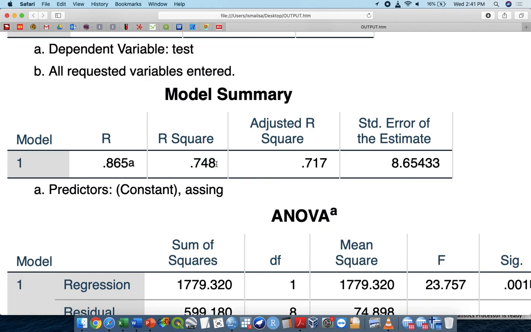0.748. What do you want to derive from this information? You are going to extrapolate it according to the percentage value. So this one, you times by 100. You times by 100 means you move the decimal point, and you get 74.8. 74.8% based on the assignment score, we can predict what happened in their final marks.